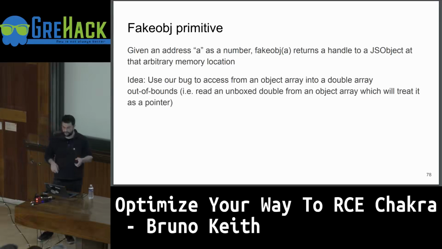The idea here is we're going to do it the other way around. We're going to be accessing from an object array, for which a value that is not tagged means a pointer, into a double array where we can assign untagged values, and reliably access from the object array into the double array so that it treats that value, which we control, as a pointer value.